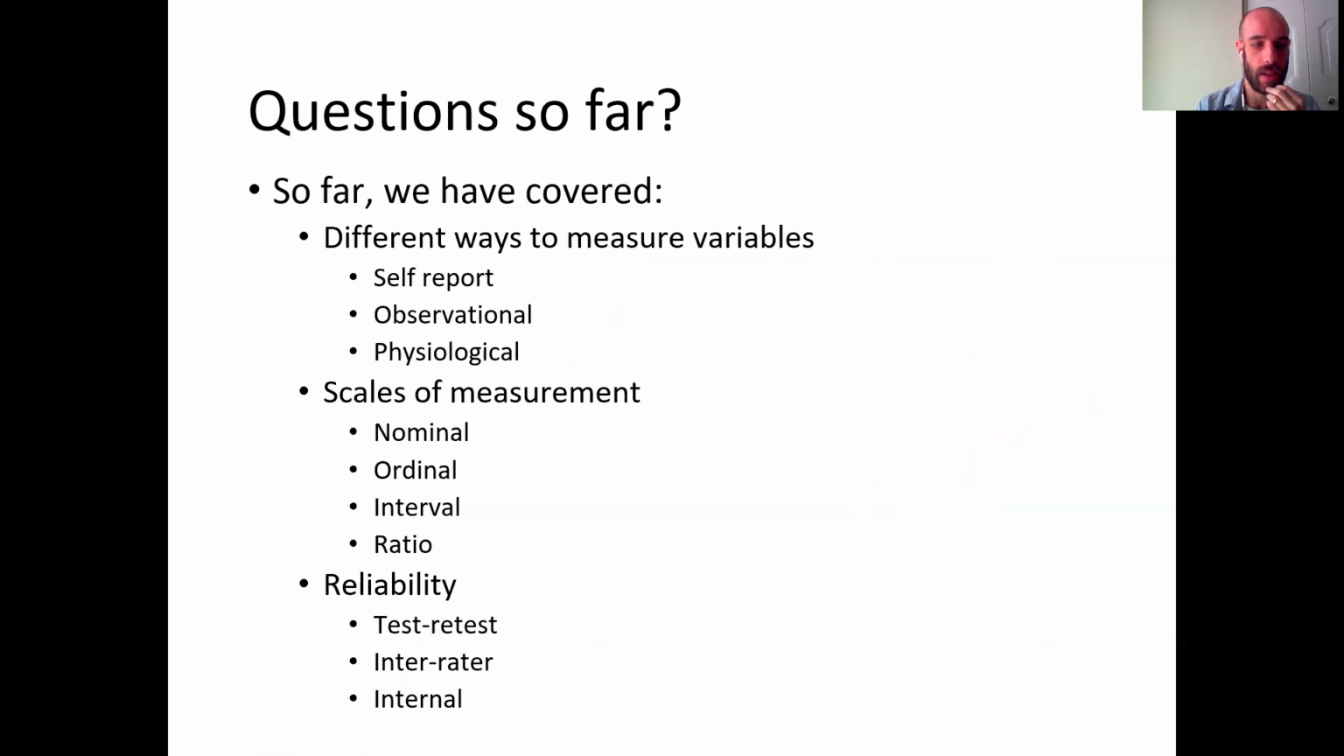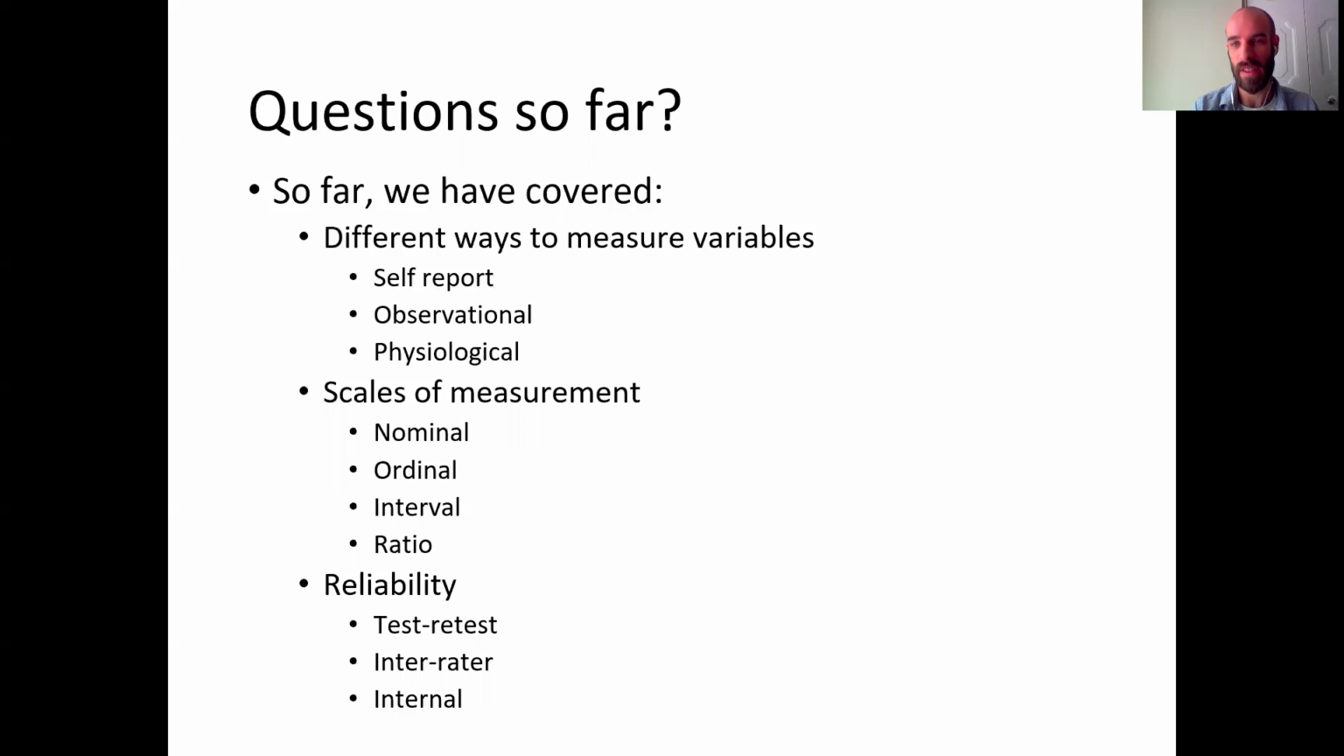Okay, and so that is the reliability section. So we've talked about self-report, observational, and physiological measurements and how to operationalize those. I don't know why I'm struggling with that today. And then you have scales of measurement. So this is just the types of measurement that you have. Nominal being categories that don't have order. Ordinal can be numbers or categories that do have some sort of order.